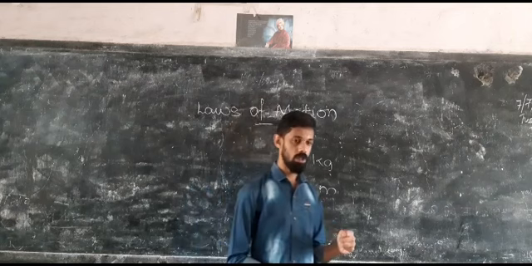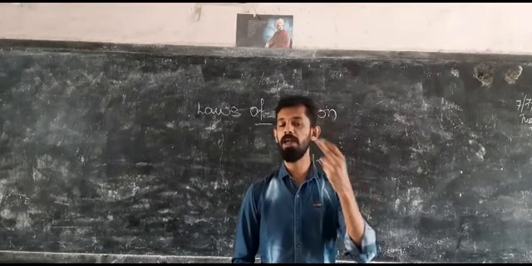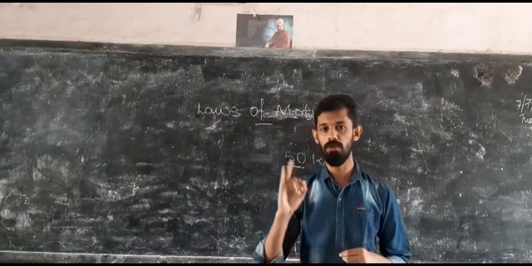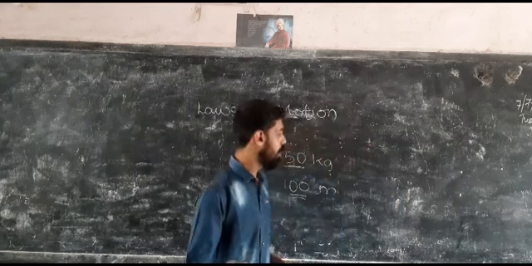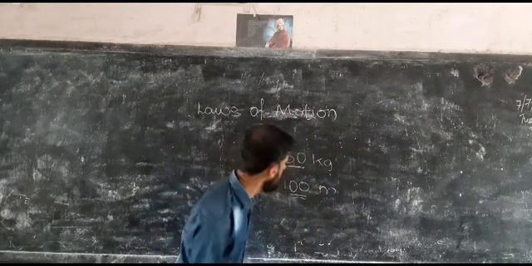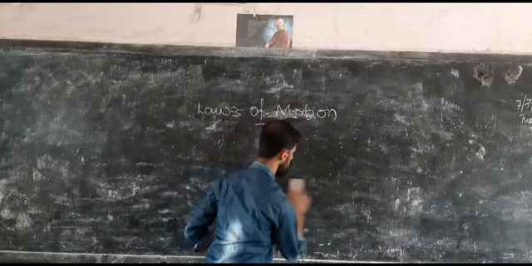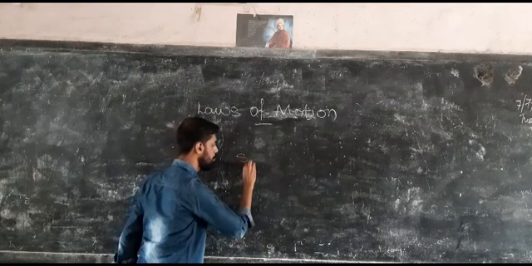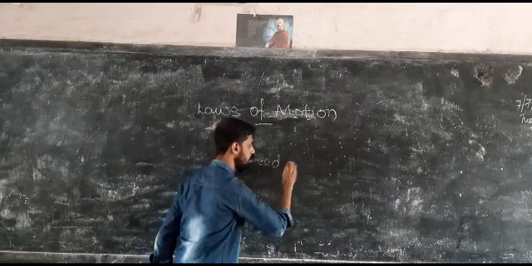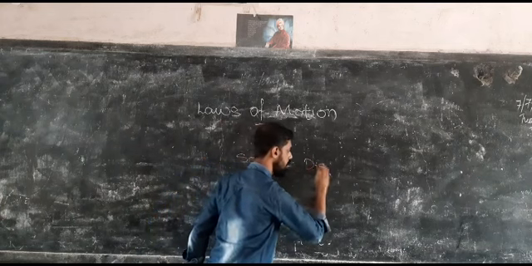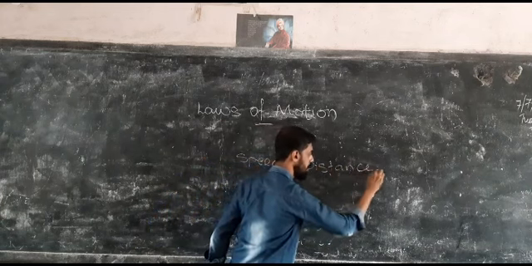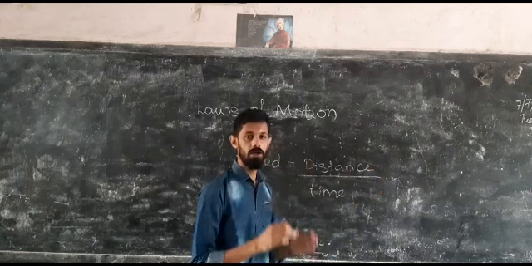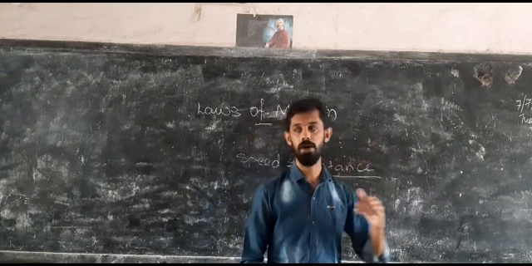Okay. Now, you understood that speed depends on two things. What are they? First one is distance, second one is time. So we can define speed this way: speed is the ratio of distance traveled by an object to the time taken. Speed equals distance divided by time.